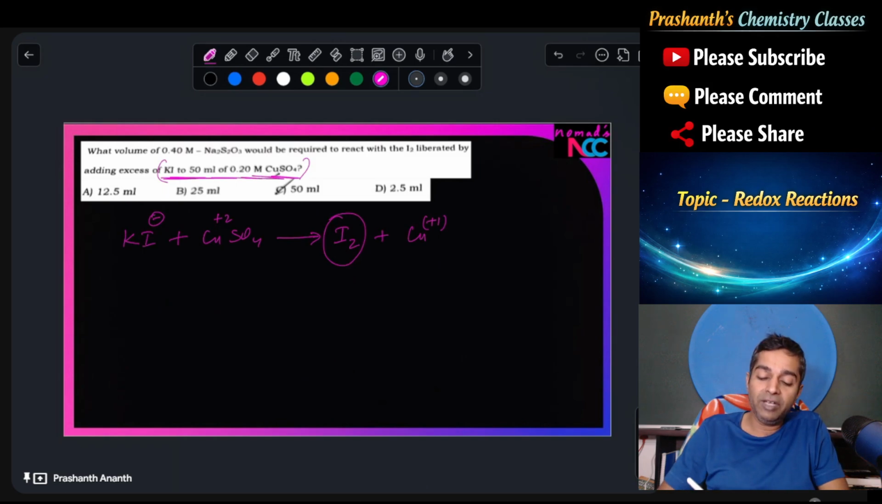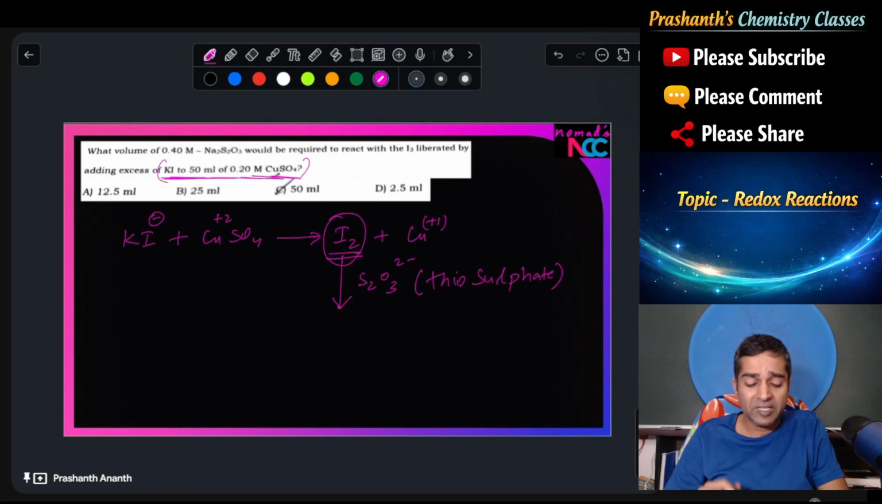That iodine which is produced, they are telling us, is then reacted with S2O3 2-. So what is meant by S2O3 2-? It has a very common name. It is called thiosulfate in reality. The actual chemical name is thiosulfate. Spelling may not be perfect, but I'm not particularly keen on the spelling aspect over here. It generally is present in the form of the sodium salt of thiosulfate, called sodium thiosulfate.